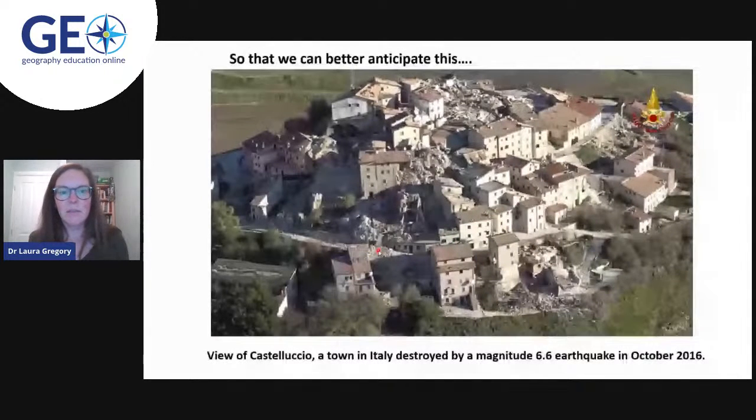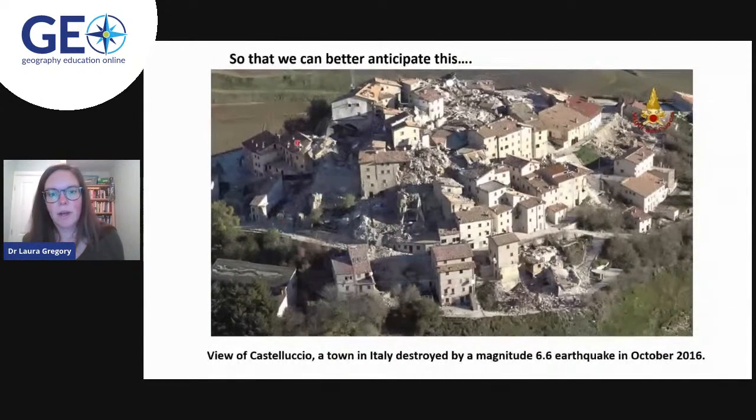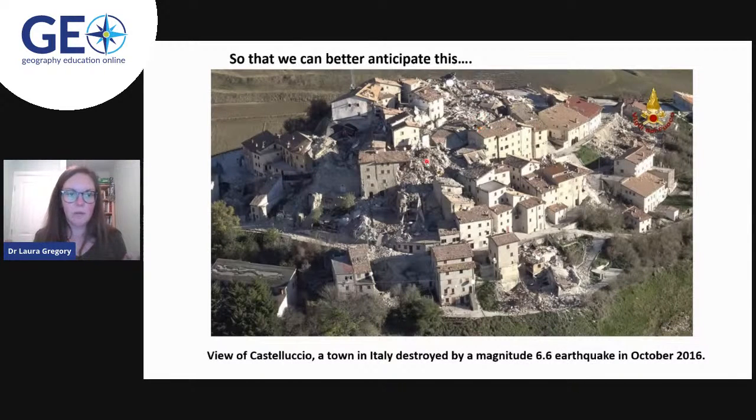So this is the village of Castelluccio. You might have seen images of it back in 2016. It was destroyed by a magnitude 6.6 earthquake. Luckily, not many people died in this town because there had been another earthquake further south that happened 2 months before. And so most people were actually evacuated before the then bigger earthquake destroyed this town. So it was quite lucky for them.